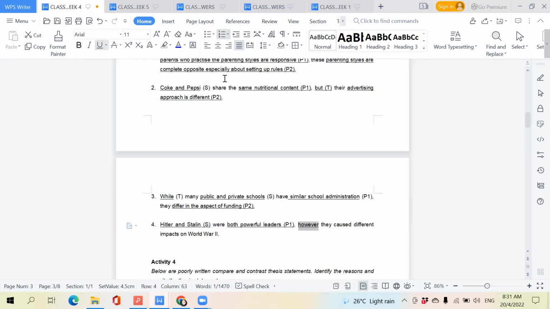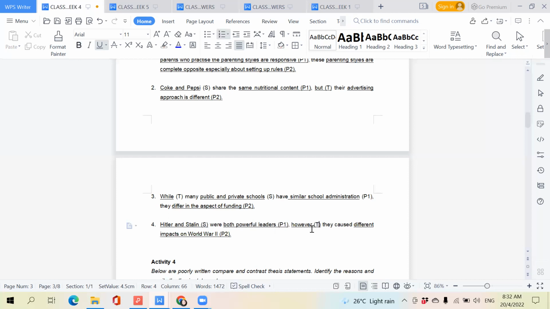I'll highlight this. This is T. They cause different impacts, so this is your P2. It is as easy as that. There's nothing difficult about it whatsoever. So those are the three components. I've been doing this over and over again, so I hope by now it's stuck in your head, and you know the three components you need in your thesis statement: subjects, points of comparison, P1 and P2, and one more, the transition signal.